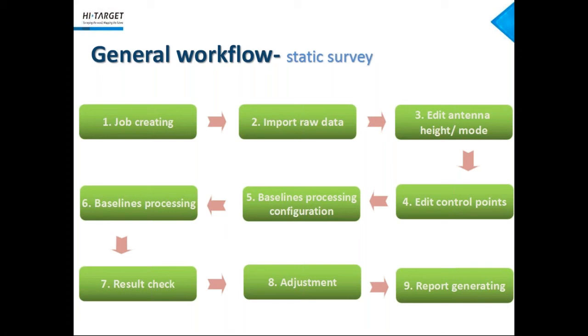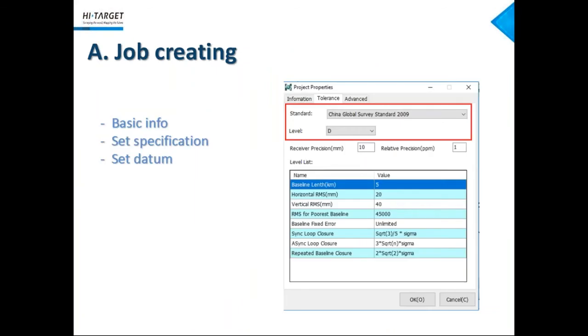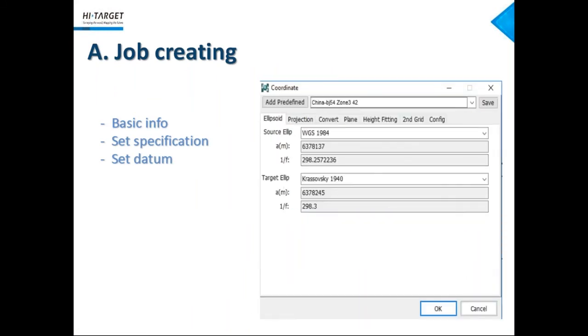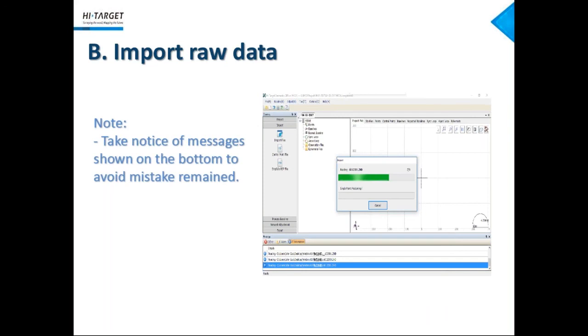Add control points, specify control points manually or import them by files. Then we process data, check the result and conduct adjustment. Then we got a result and export it as a report. Let's go through it. Job creating, we give relevant information here, specification, spatial reference system, and then importing data. The progress bar shows the status of work.